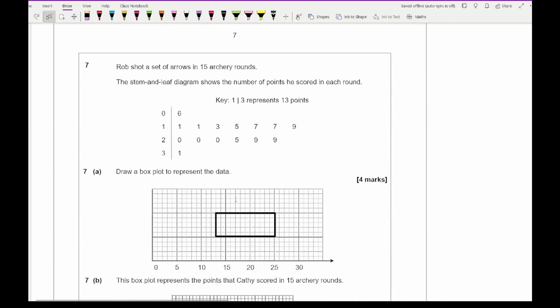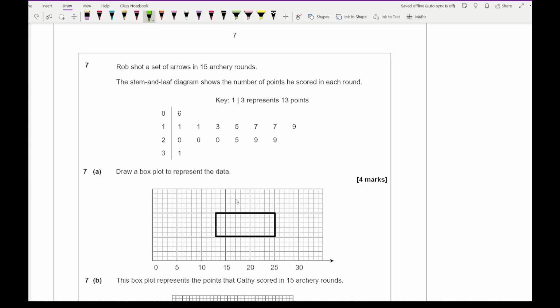Moving on to question 7, it would then move on to a stem and leaf diagram, which I'll be honest has been taken off the AQA scheme of work, but I'm not sure why it's there, but again you can still read the information from it. So here it says Rob shot a set of arrows in 15 archery rounds. The stem and leaf diagram shows the number of points he scored in each round.